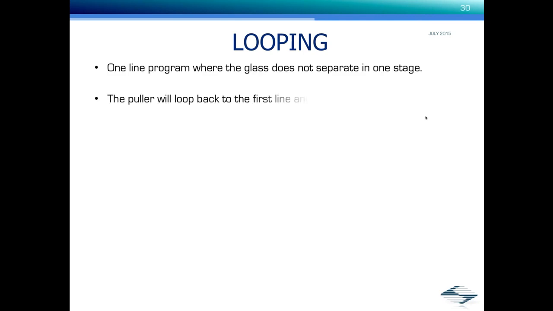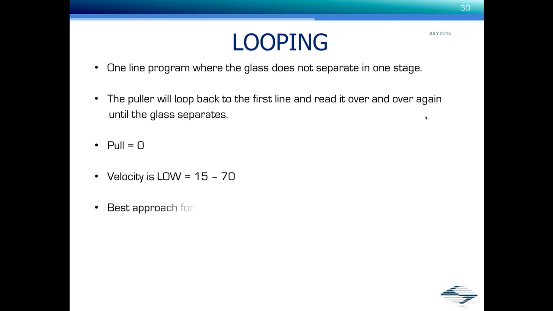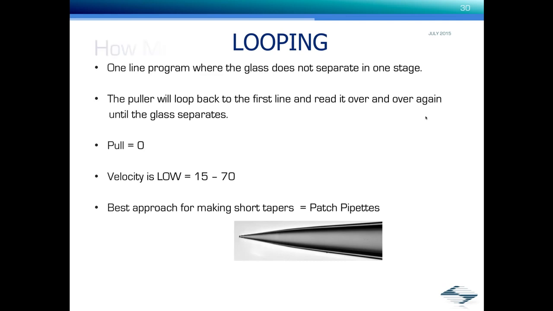Another thing that this puller does is it loops. So what happens if you put in a one-line program with nothing on the second line, the glass won't separate in one stage. The puller will loop it back to the first line and read it over and over again. This is especially true when you have a very low velocity setting. And so your pull is 0, your velocity is low. And this is the best approach for making short tapered patch pipettes like that.